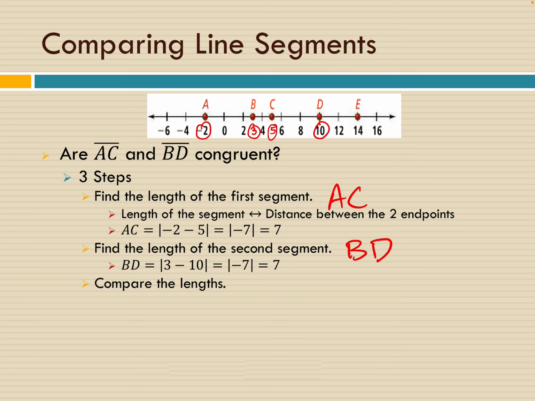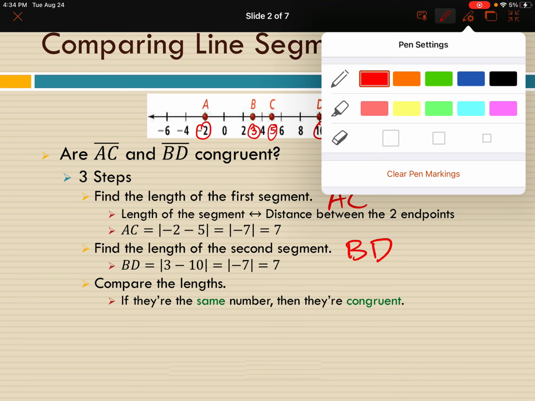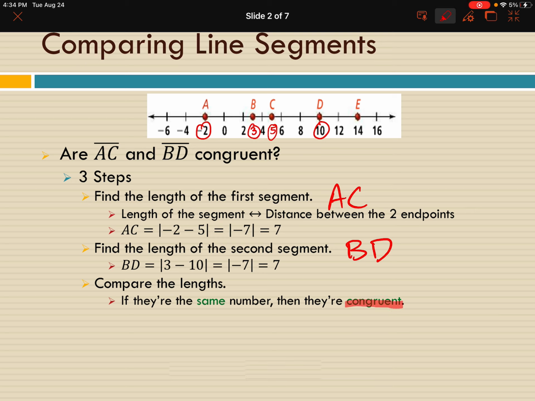Step number 3 is comparing those lengths. If we end up with the same number, the 2 segments are congruent. If we end up with different numbers, then they're not congruent. That's it. If we get the same length, it's congruent. Different length, not congruent. Don't make this too difficult. So what we're doing is comparing those 2 lengths to each other.